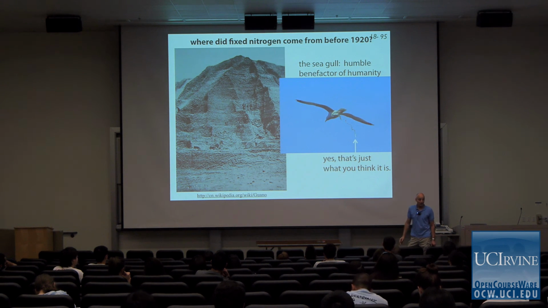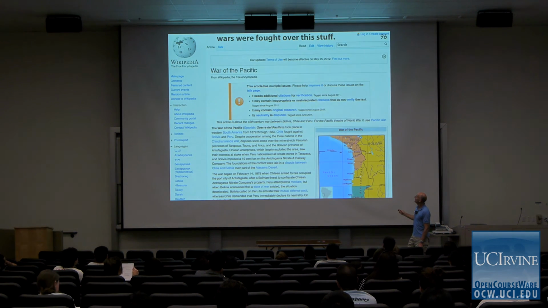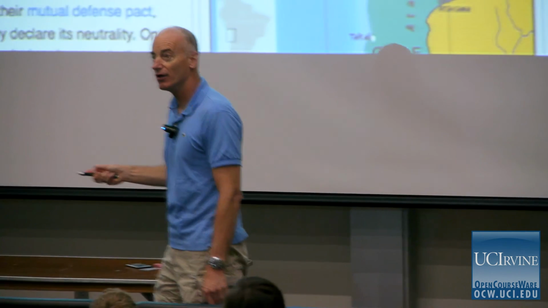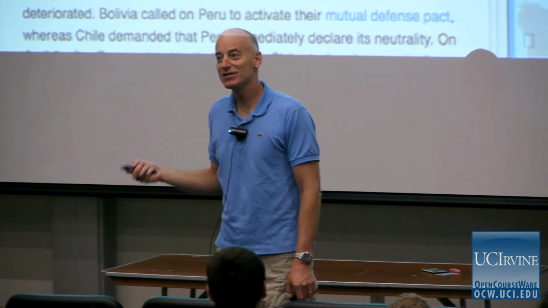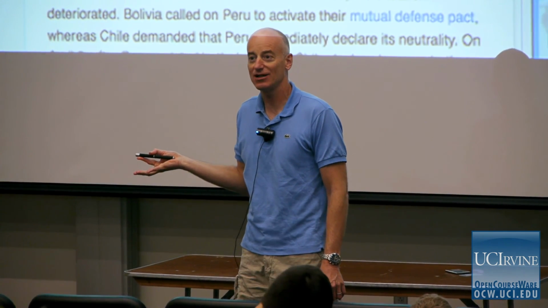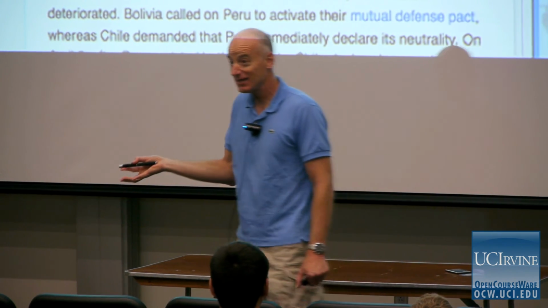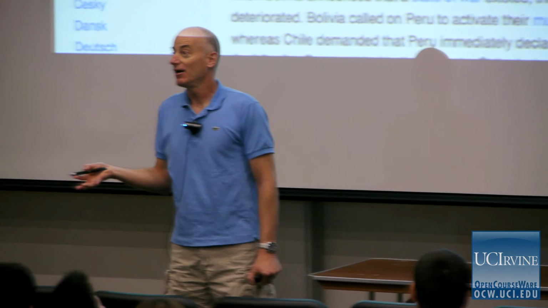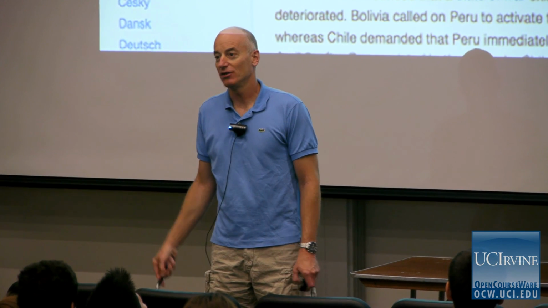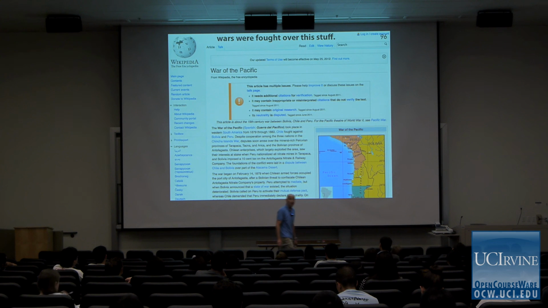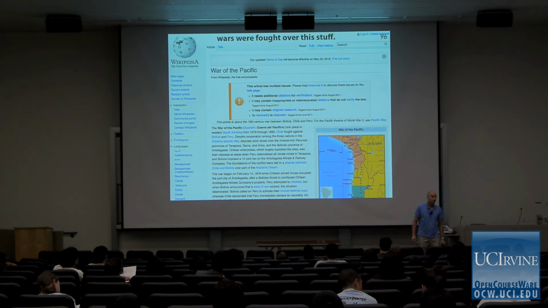And that is where all of the fixed nitrogen in the world came from at this time in the early 1920s. There were wars fought over it. War of the Pacific, read about it. It was fought over bird guano. It was a super important commodity. It's called saltpeter, right? Potassium nitrate. A critical component in the manufacture of explosives and gunpowder too. So very important strategically in the late 1800s and early 1900s. I think very interesting.